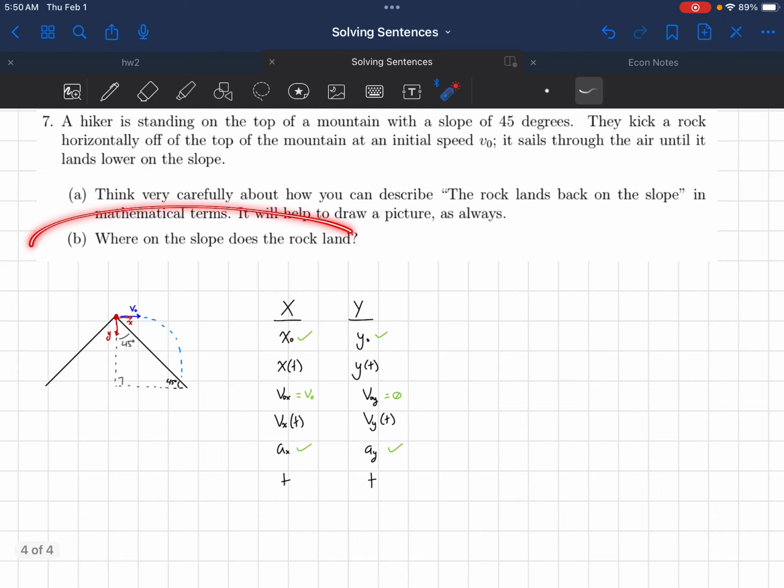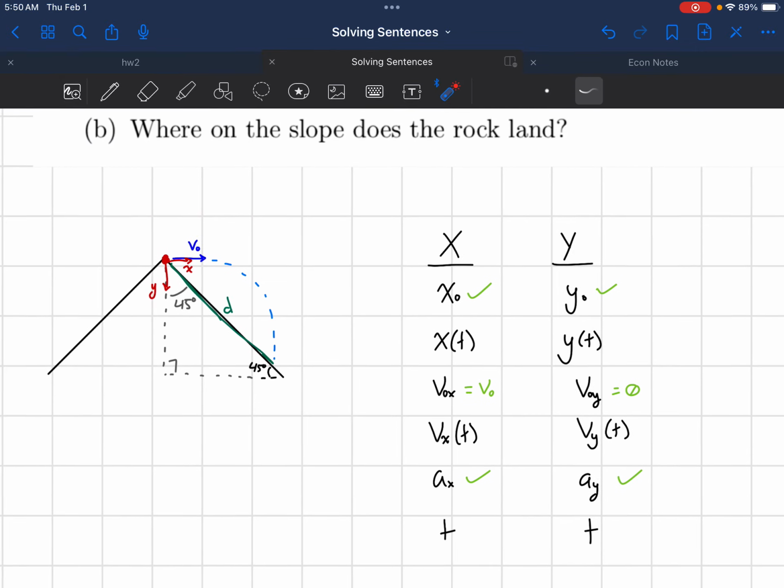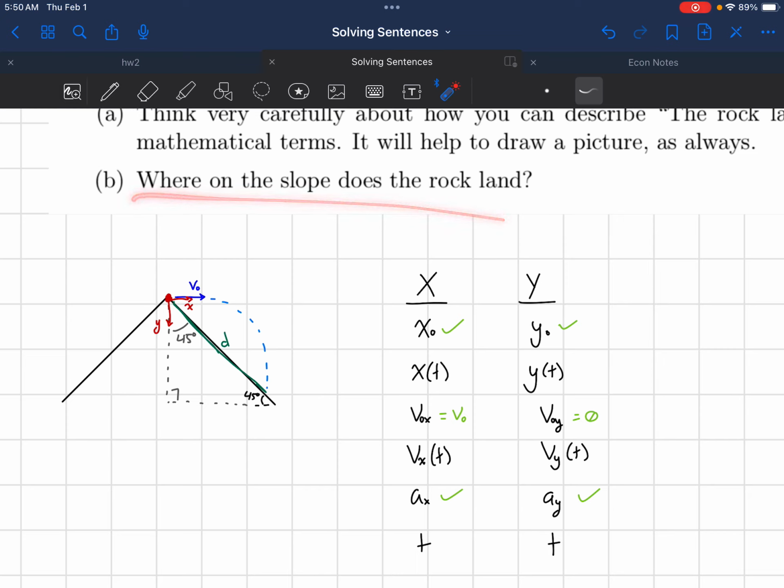So when the question asks, where on the slope does the rock land? Well, I'm going to define something new. I'm going to say that my distance along the slope, I'm just going to call that d. So there's a few ways you can describe where on the slope it lands. I can find my x-coordinate and say it lands this far this way. Or I can find my y-coordinate and say it lands this far down. Or I'm going to say that I want to find this distance d, which is my distance from where I started along the slope. That's just how I'm choosing to define it.